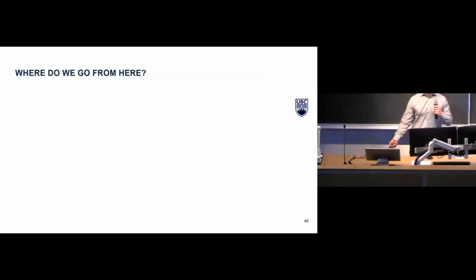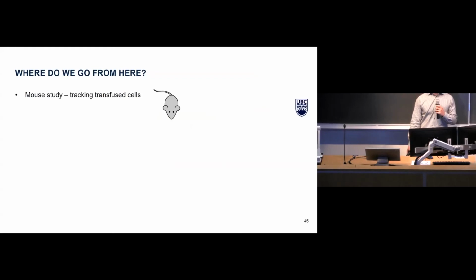So where do we go from here? We have a black 6 mouse study in the works where we look to track transfused cells using fluorescent labels. Blood draws are taken from the mouse at regular intervals post-transfusion, and the samples are put through the microfluidic device. We hypothesize that more rigid transfused cells are preferentially cleared, so over time, more fluorescently labeled deformable cells will remain, while more rigid labeled cells will be eliminated.